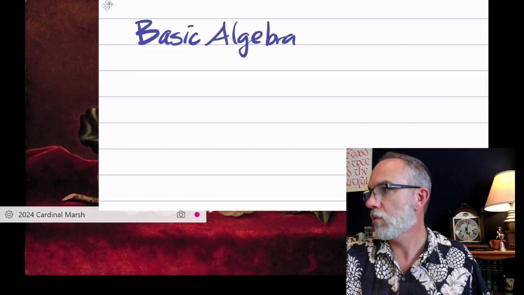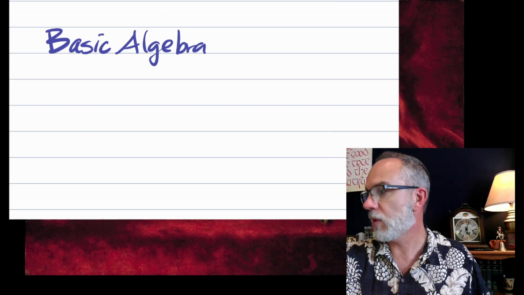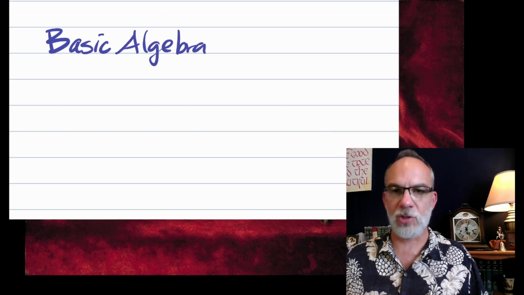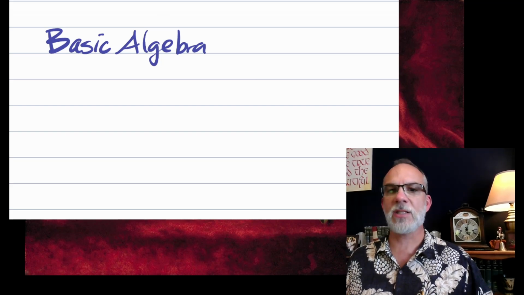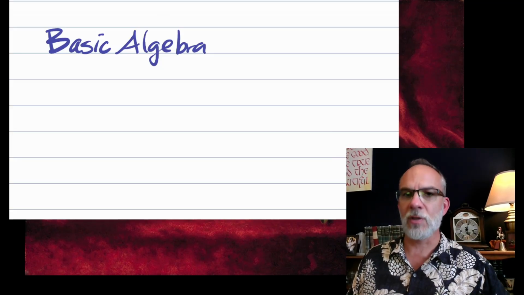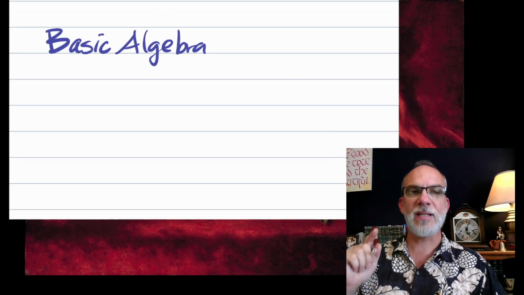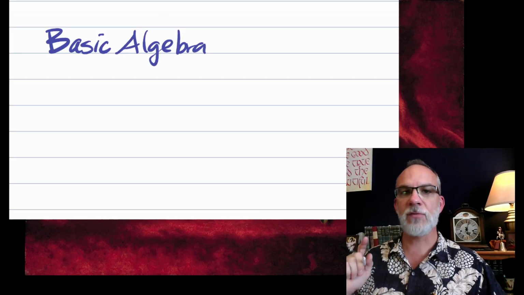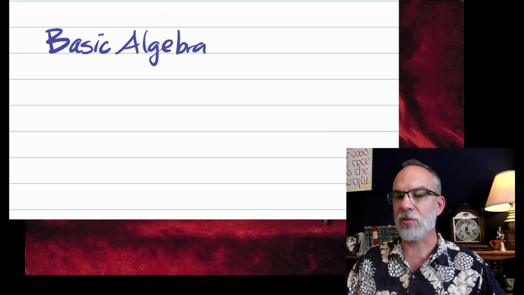Oops, I need to drag my iPad across. Here we go. Okay, so basic algebra. Algebra is mathematics of unknown numbers. What we're going to be doing is using rules of algebra to have the system tell us for certain what the answer is.